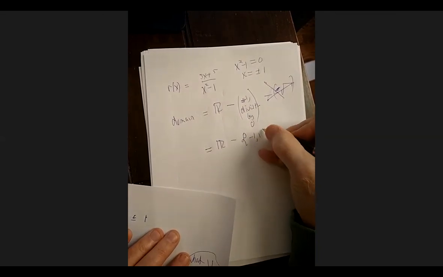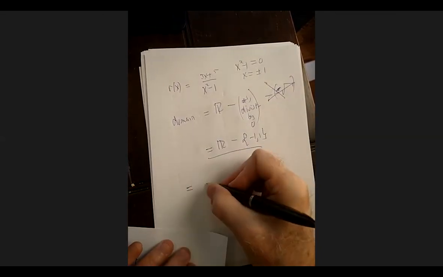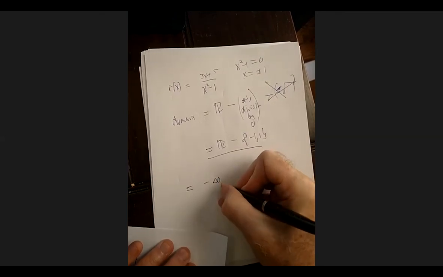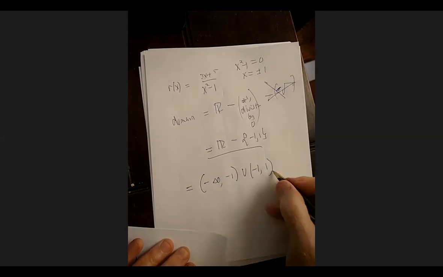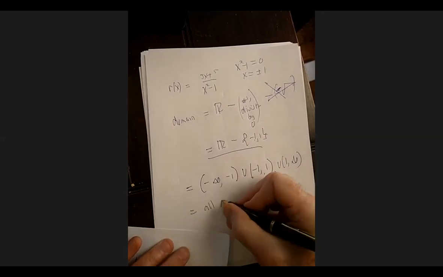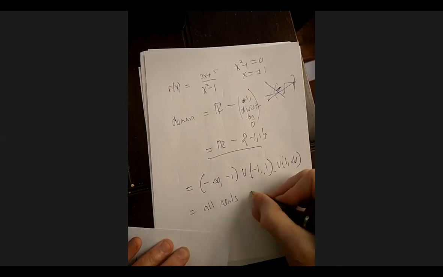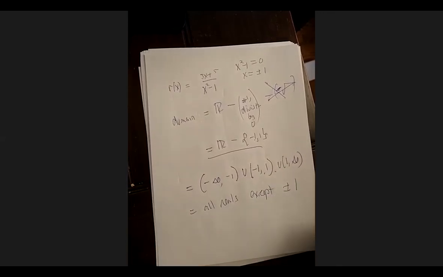these two numbers. So I'm using advanced notation there, but the way that I would think about this would be minus infinity to minus 1, parenthesis, minus 1 to 1, again, parenthesis, because we can't plug in minus 1, and then parenthesis 1 to infinity. Or you could say all reals except plus or minus 1.